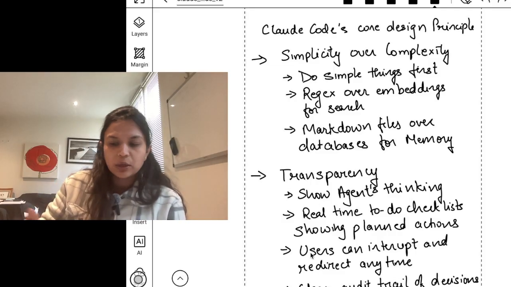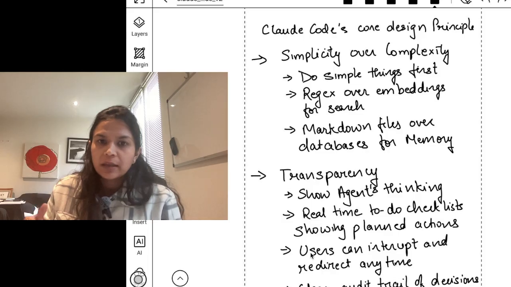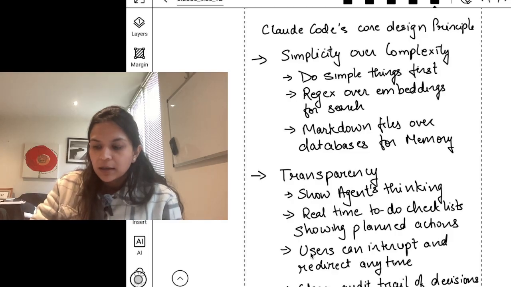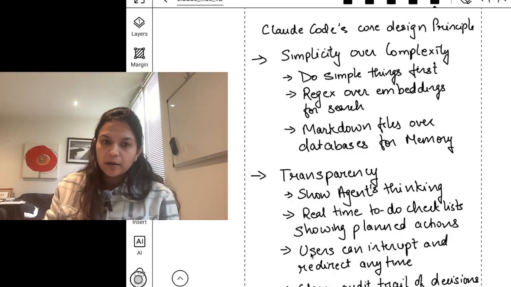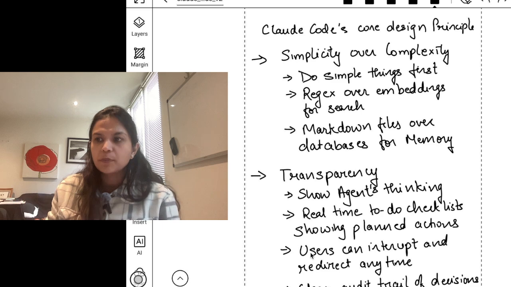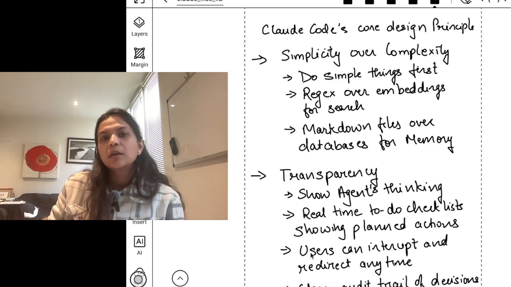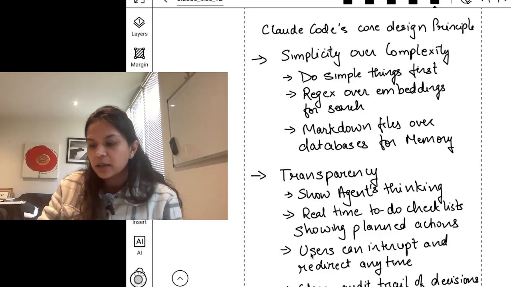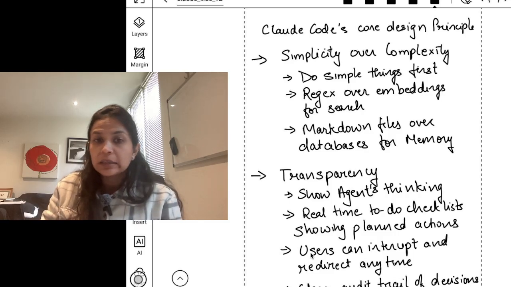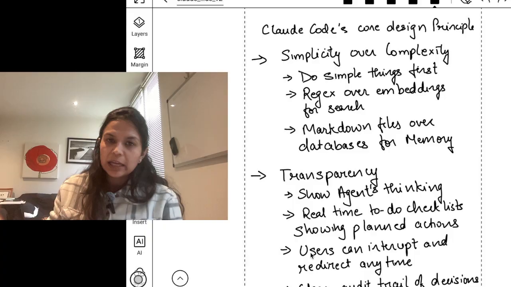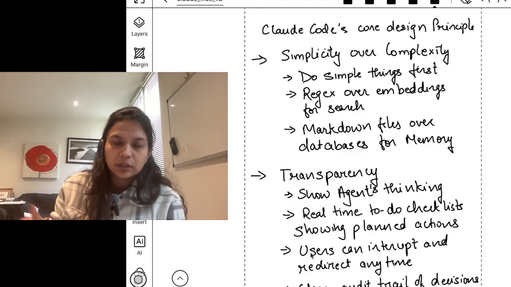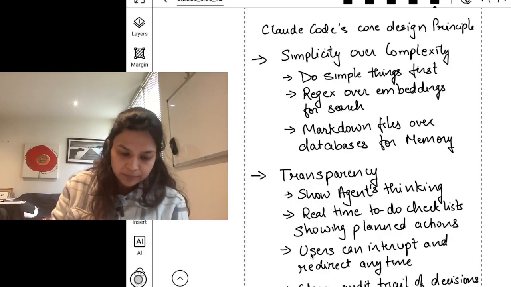Another thing is they use markdown files. They prefer markdown files over databases for memory. So everything is an MD file where the agent manages its own context. It can write to the markdown file, and it can read from the markdown file. So that helps the agent to work more reliably.